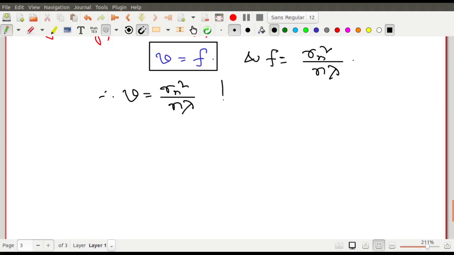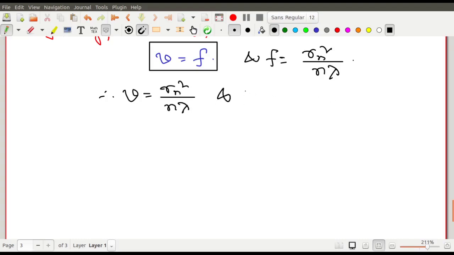Okay, you also know that your Rn square is equals to what? Rn is proportional to square root of some natural numbers. This one I will write later on, Rn square by n lambda.